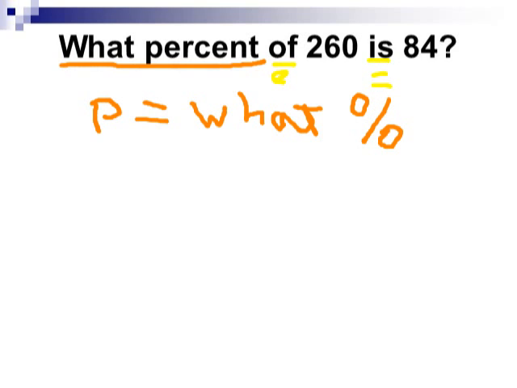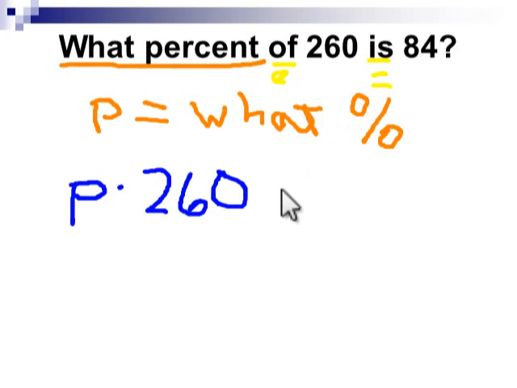So now we're going to write our equation. We're just going to translate. What percent we defined as P, so we're going to write P. Of means multiply. 260 is already a number. Is means equals. And 84 is already a number. Wasn't as much to translate. Okay, so this says we're supposed to multiply P times 260, but we don't know what P is.